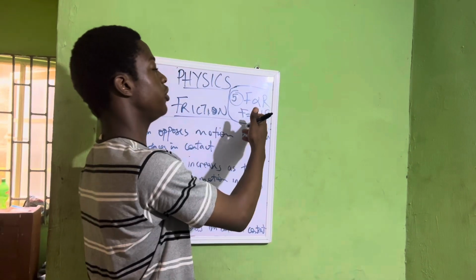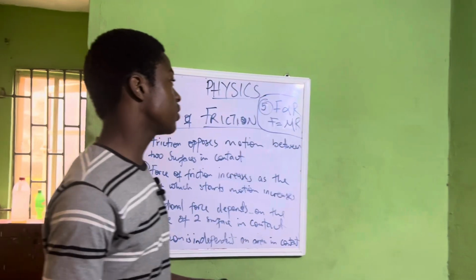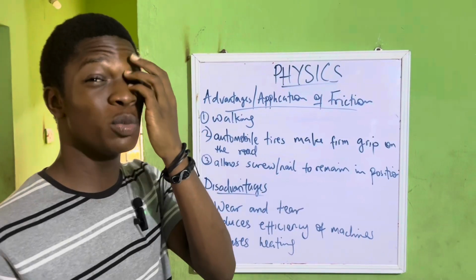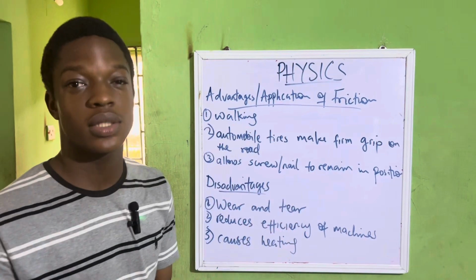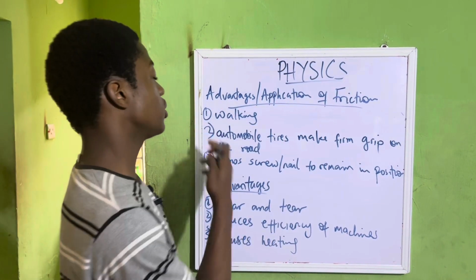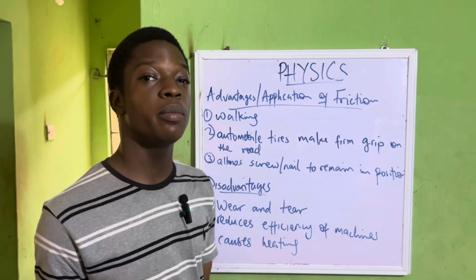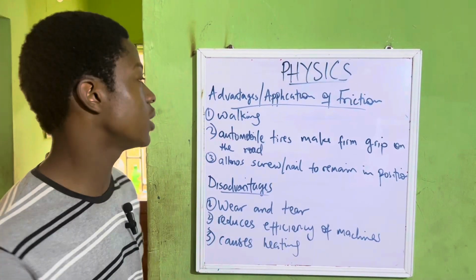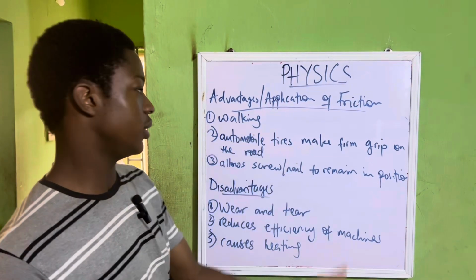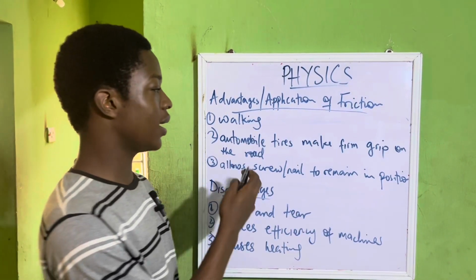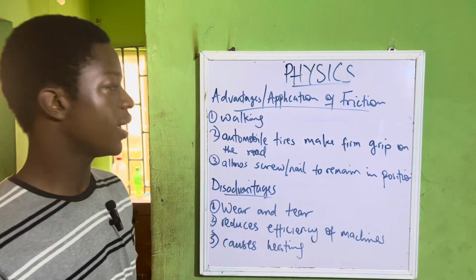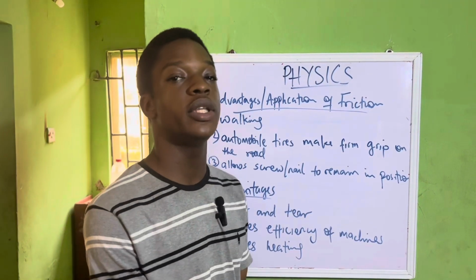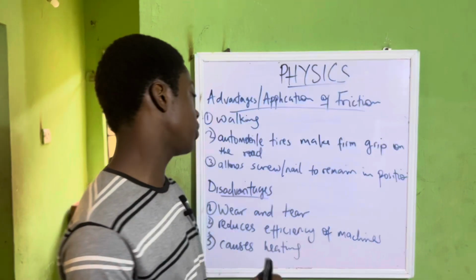So F equals mu R. Mu there is the constant of friction. Up next, we're looking at the advantages or applications of friction. Don't be confused, advantages of friction are also known as the applications of friction. So the first one is walking. Friction makes walking possible. It's the opposing force of motion that makes walking easier. Second one, automobile tires make a firm grip on the road. It is the friction of the wheel on the road surface that makes the firm grip.